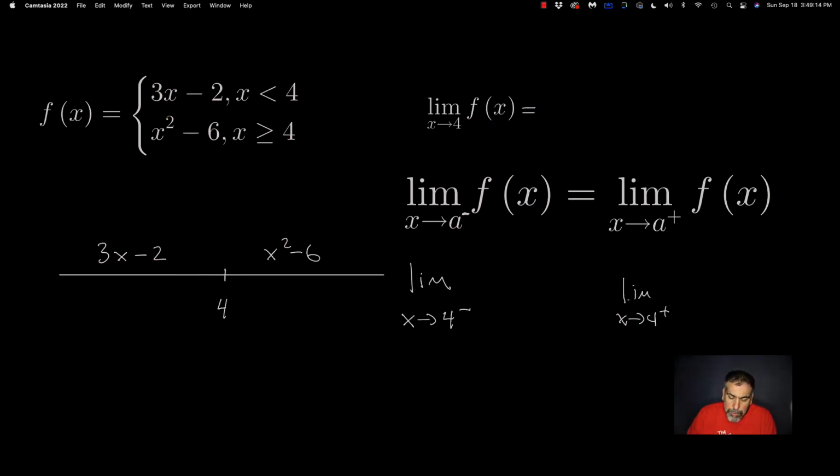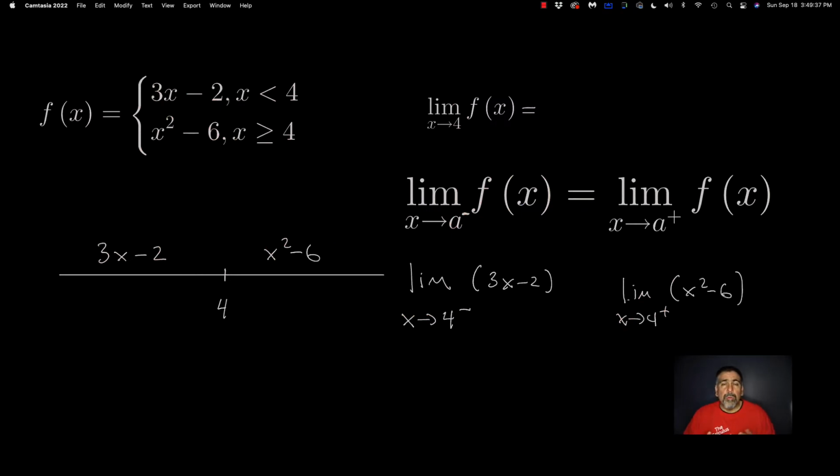So what we want to do is say, what is the expression that we're actually using on the left side of 4? Well, this is where our handy dandy number line comes in. We're showing that that is going to be 3x minus 2. So we'll put in 3x minus 2 for that expression. And then coming from the right of 4, that's coming this way, we're going to be using x squared minus 6 for our expression.